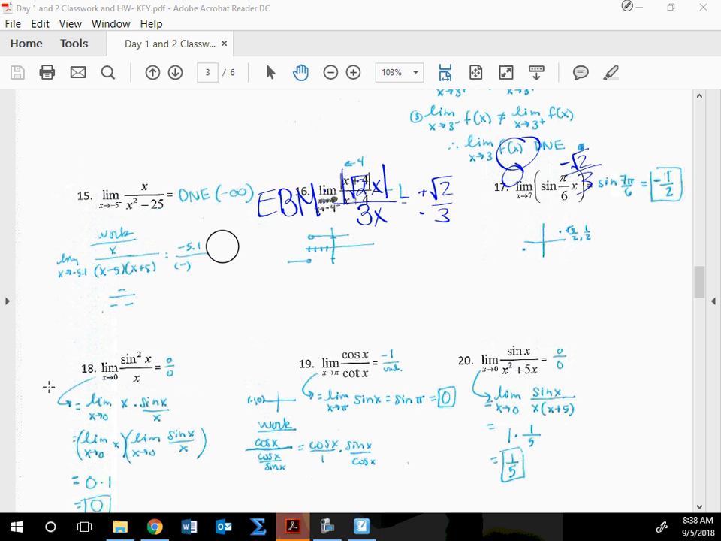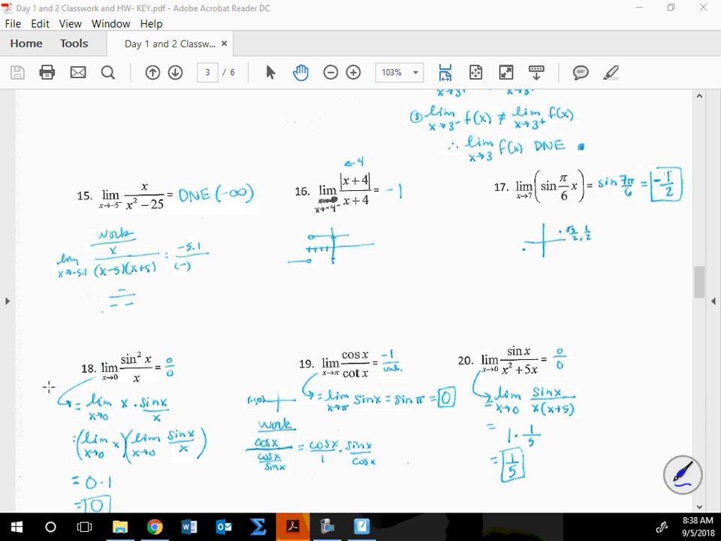So 16, there was a mistake on this. It should have been as x approaches negative 4. I think yours said positive 4. So this type of graph, absolute value of x over x, is that graph where we have that jump. And this is at 1, this is at -1. So this has just simply been shifted to the left for us.